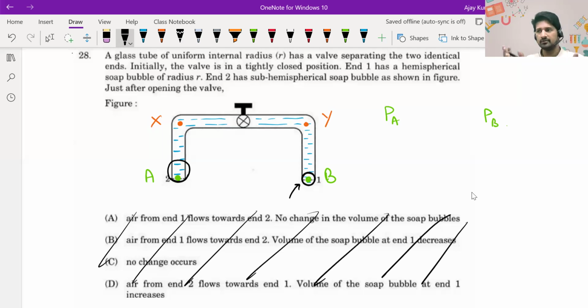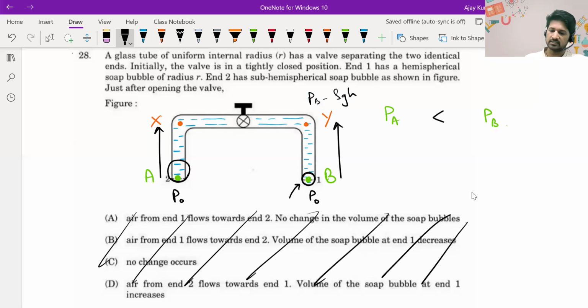And smaller radius of curvature means more pressure inside. Outside, the pressure is P naught for both of them. So pressure inside will be greater at B than at A. PB is greater than PA. And if PB is greater than PA, see, this height and this height are equal. Pressure at Y will be pressure at B minus rho g h. Pressure at X will be pressure at A minus rho g h. The heights are equal, so the rho g h term will be equal for both of them. So out of PA and PB, whichever is greater, based on that you can tell which pressure is greater between X and Y. And we know PB is more than PA, therefore PY is more than PX.